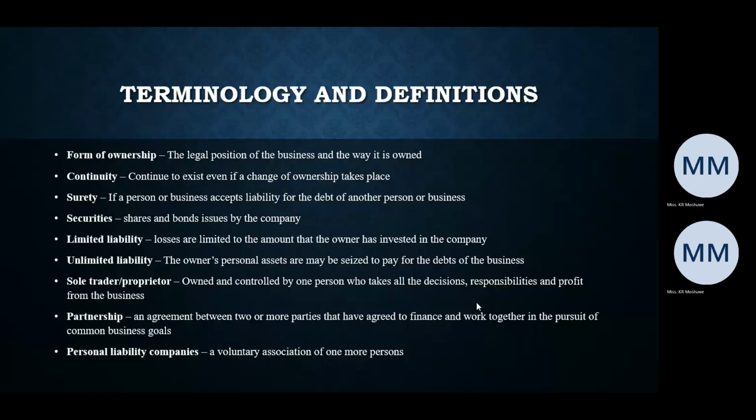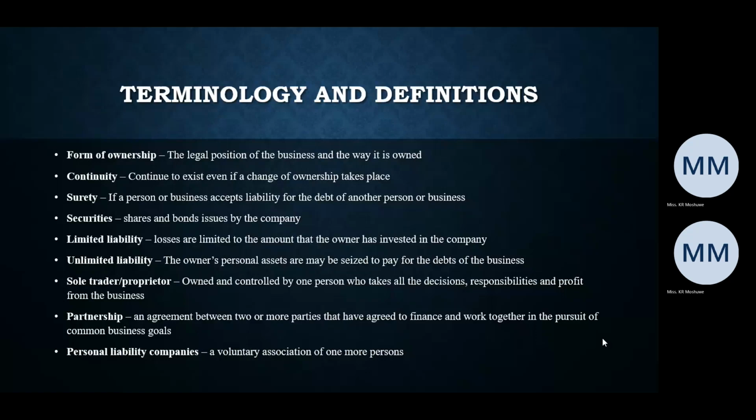And unlimited liability is the complete opposite, where they can literally take all your personal assets, right? And now we're looking at the different forms of ownership. We have sole trader, which is a company owned or controlled by one person who takes all the decisions, responsibilities, and profits from the business. And then we have partnership, which is an agreement between two or more parties that have agreed to finance and work together in the pursuit of their own common goals, right?